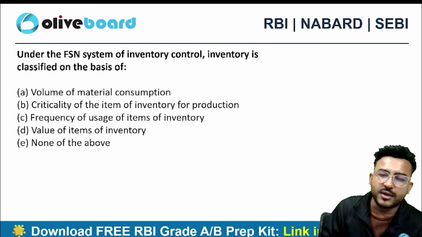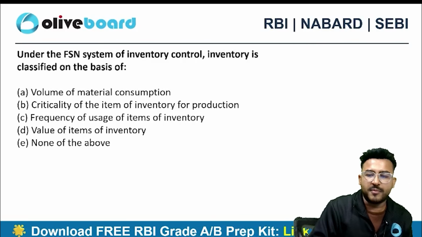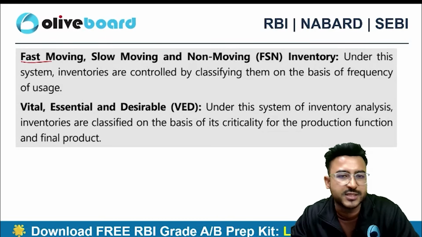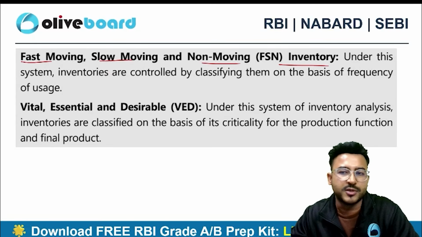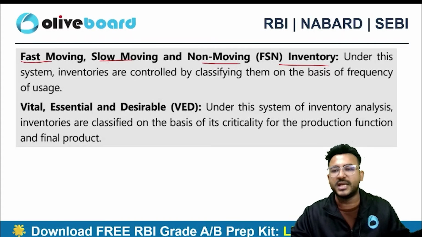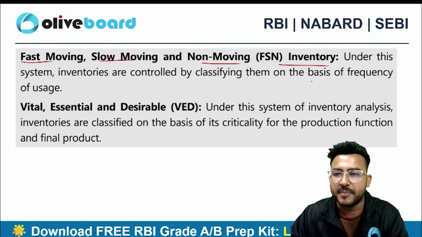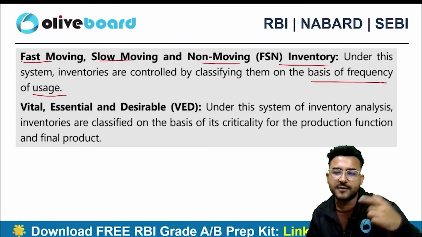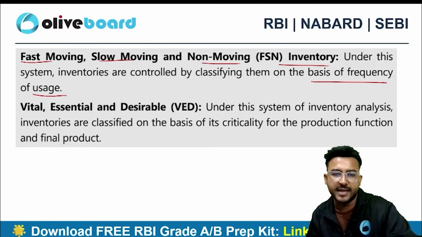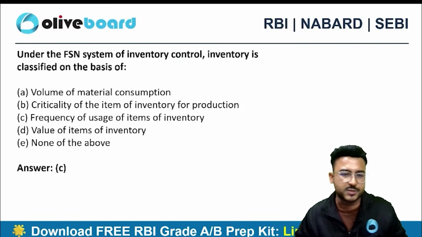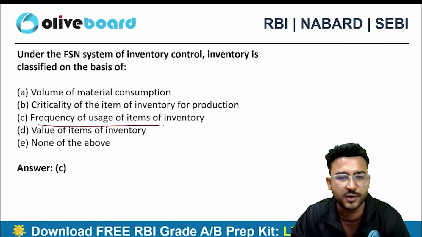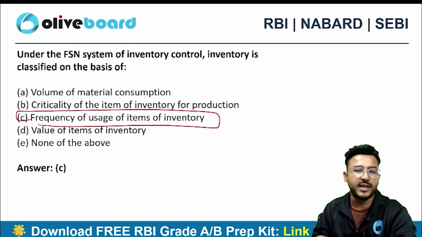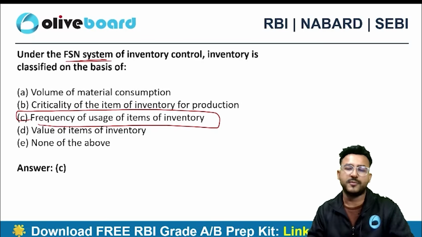Now this particular question I have picked from ICI material, and FSN is all about your fast moving, slow moving, and non moving inventory. Because here we talk about the movement, because we talk about the inventory movement. The basis of it is frequency of usage. How quickly I am using my material. What is the frequency of my usage, right? How many times I am using my inventory. And that's what the correct answer here will be. Frequency of usage of items of inventory, right? That's what FSN system is all about, right?